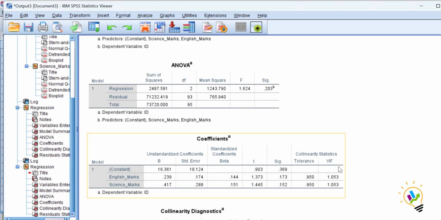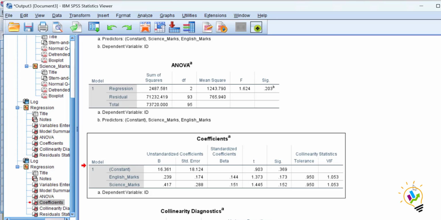Now in this we are going to see the VIF value, variance inflation factor. This value must be less than 10. If it is less than 10, we can conclude that there is no multi-collinearity between the variables. The VIF value for English marks is 1.053 and for science also 1.053. So these values are less than 10, and we can conclude that there is no multi-collinearity problem in the data.